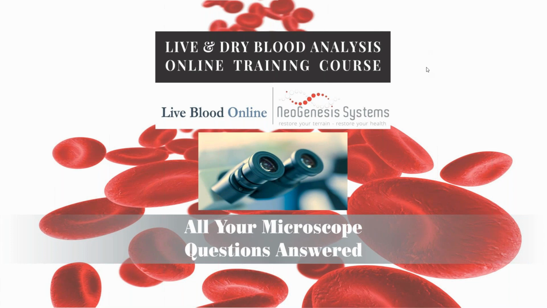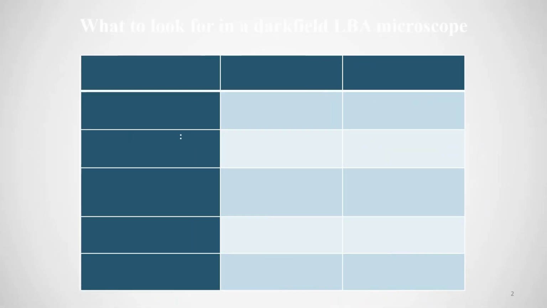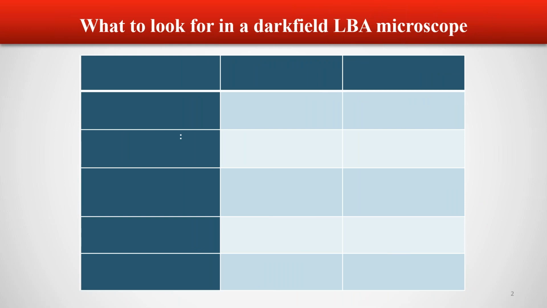All right, fantastic. Well, let's get started then. I'm going to just go through the specifications that you need to look for in a dark field microscope. So as I said, for live blood analysis, to be able to actually see all the anomalies in dark field that have been covered in the course, your microscope needs to have a very specific set of features.